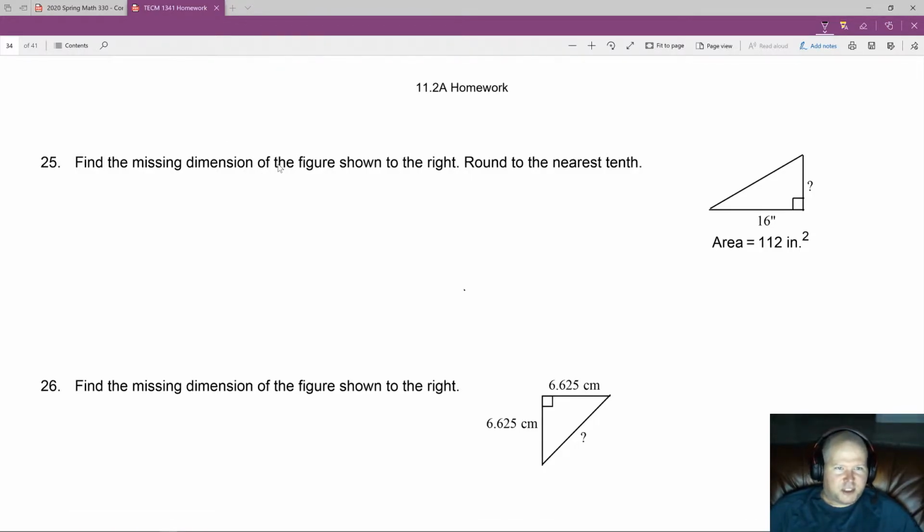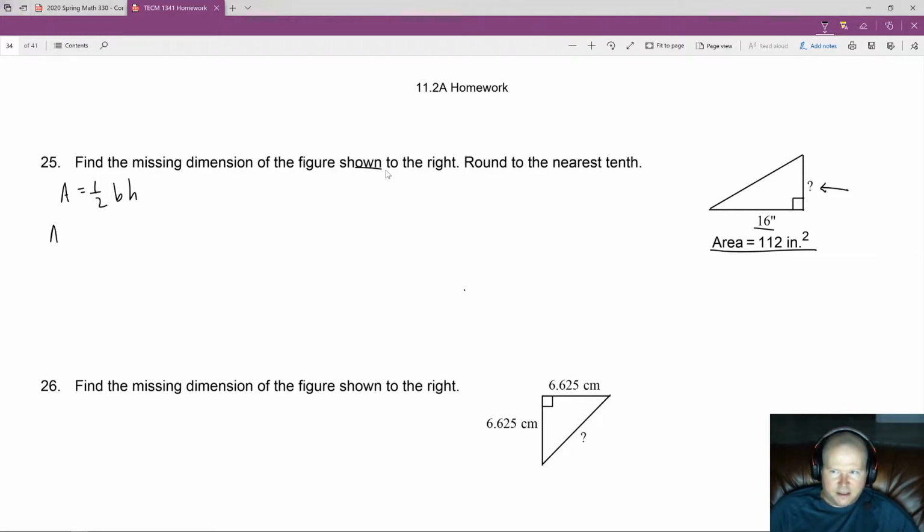25. Find the missing dimension of the figure shown to the right and round to the nearest tenth. Now, this is area. We have an area and we have one of the side's lengths, and we're asked to find the other side's length. So we're looking for some kind of geometric formula that relates all of those dimensions together. So we do have an area formula that says area is equal to 1/2 base times height.